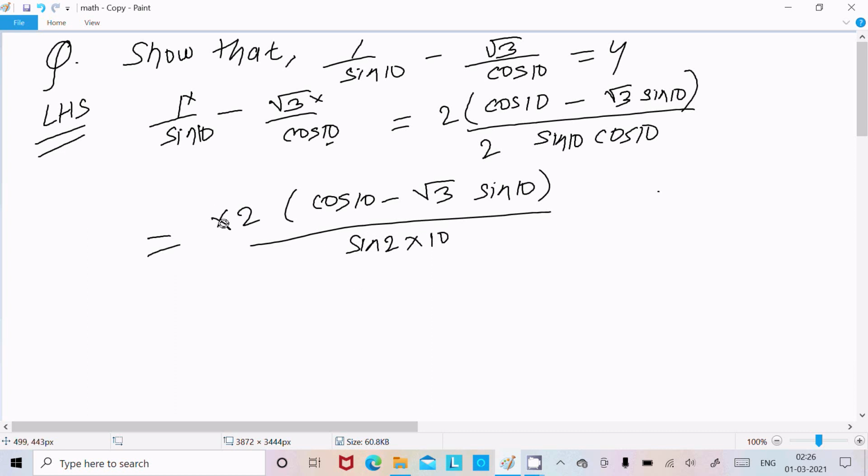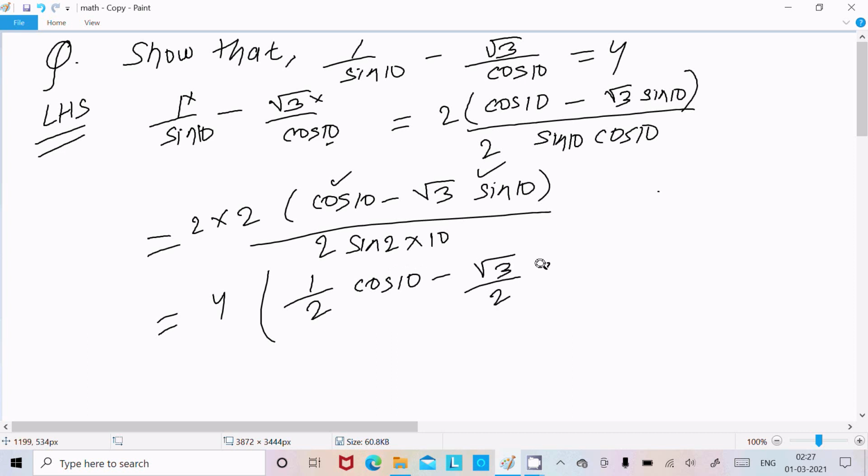Now here I'm going to multiply 2 on the numerator and denominator. So here it comes 4, and these two I'm going to relate to this and that. So here 1 by 2 cos 10 and root 3 by 2 sin 10. These two make the relations with cos and sin. And in the denominator, sin 2 into 10, that is sin 20.